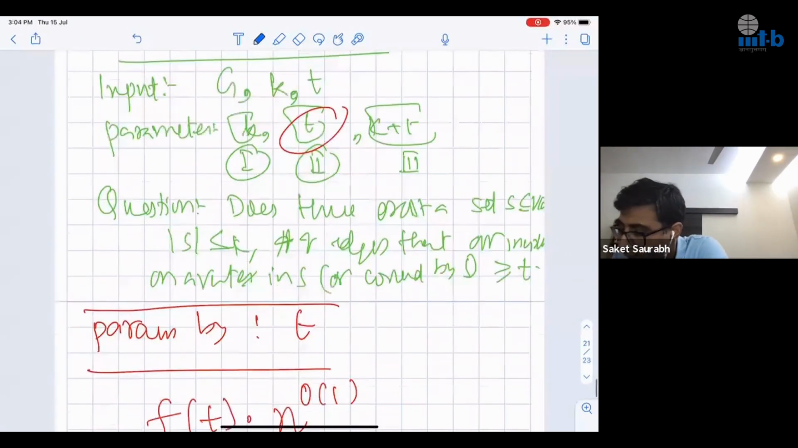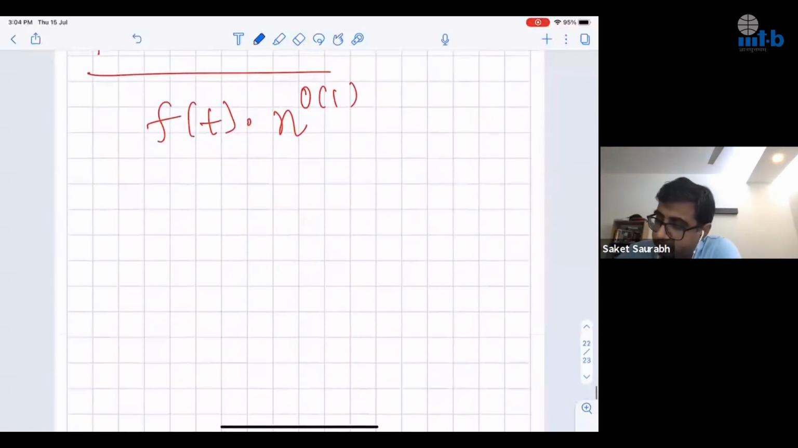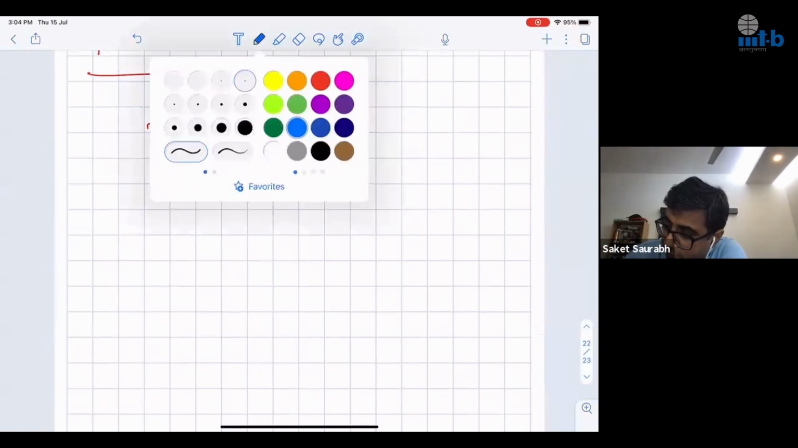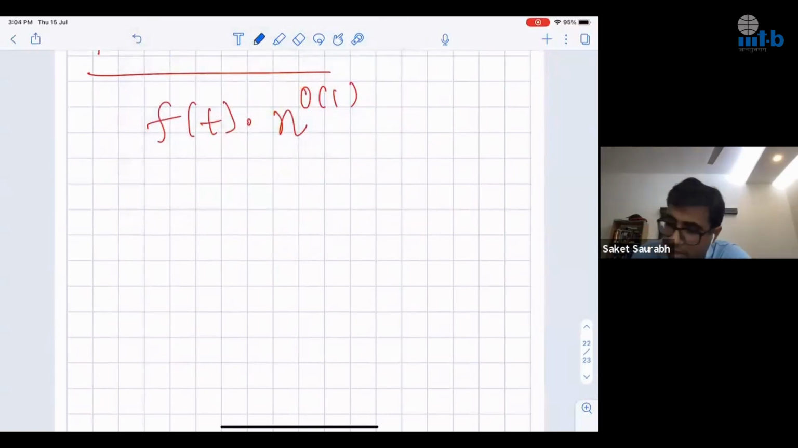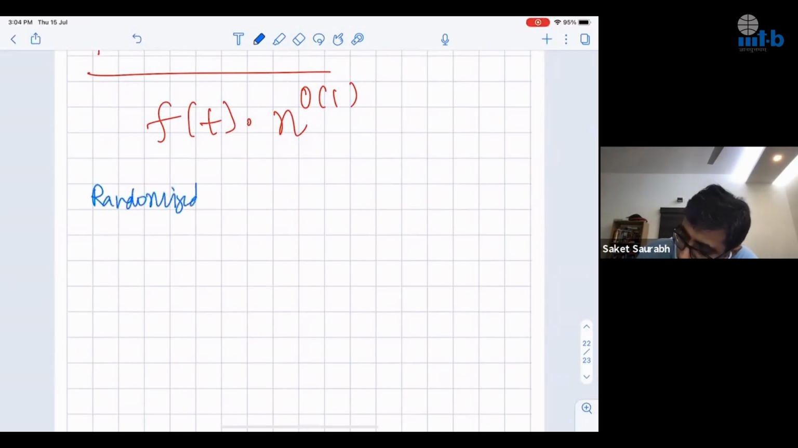Okay. So here is my algorithm. My algorithm is a bit funky. So my algorithm is a bit randomized. So what is step 1 of my algorithm?